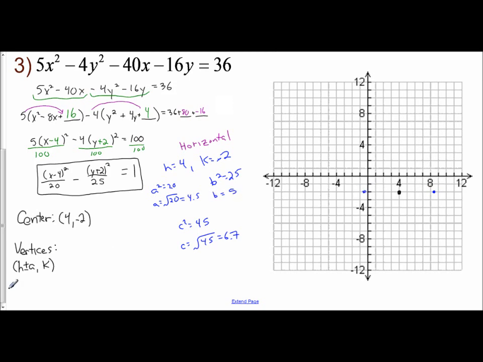That's simple. You can rely on the formula. That's fine. You have 4 plus or minus 4.5 comma -2. So if you were to add 4.5, you would get 8.5. So 8.5, -2. If you were to subtract 4.5, you would get -0.5. So -0.5, -2. And so there's your vertices.